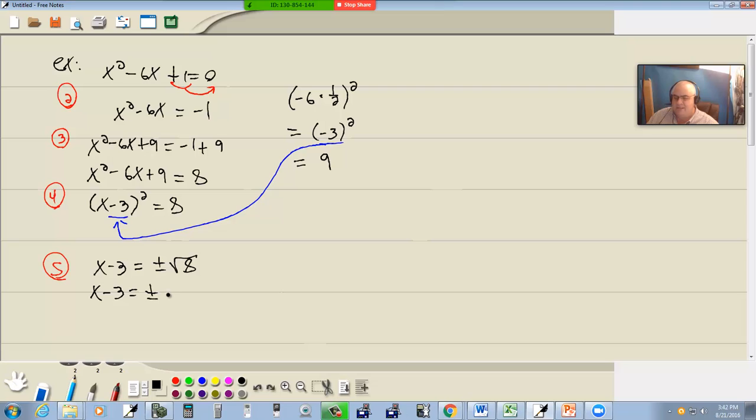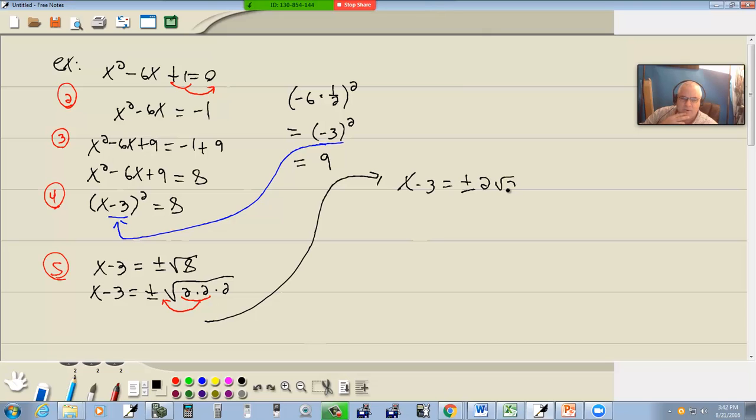Now 8 looks like something we can break down. 8 is 2 times 2 times 2. Remember, the square roots, we're looking for a pair of something. So here's a pair of 2, so they're going to come out in front. So we've got x minus 3 is equal to plus or minus 2 square root of 2. We're still trying to get x by itself, so I take negative 3 over, and we got x is equal to 3 plus or minus 2 square root of 2. And that would be our answer.